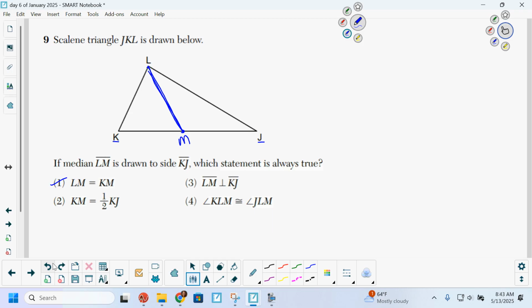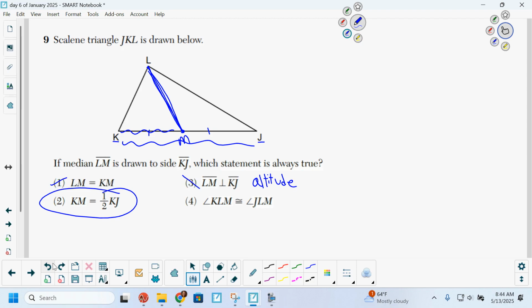Number 2: KM is equal to 1/2 of JK. Well, wait a minute, a median makes a midpoint. These are congruent. So yes, that makes a lot of sense. I'll check the other ones. LM is perpendicular to KJ. No, if I had an isosceles or equilateral triangle, that could be true. Someone who thought that would be true might have thought I had an altitude. But I don't, I have a median. So nope, not true for this.